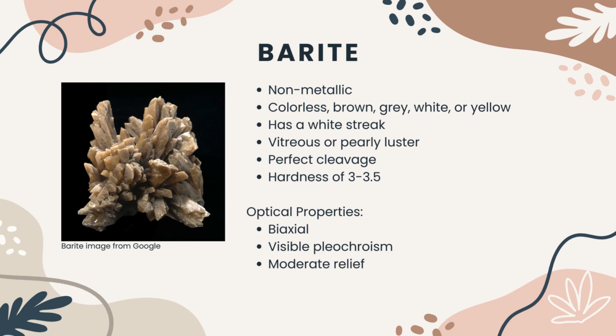So barite is one of the minerals that we have seen in our lab before. It is a non-metallic mineral. Some may also know it as barium sulfate. It is formed when barium and sulfate ions mix. It typically has a colorless, brown, gray, white, or yellow color. Sometimes it even has lighter shades of blue going on.